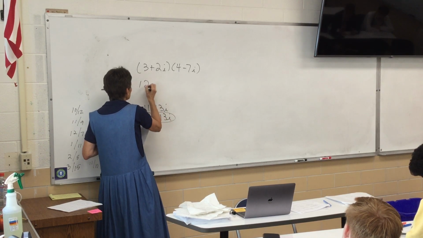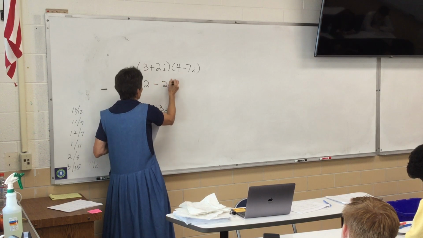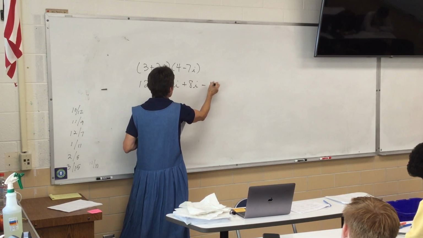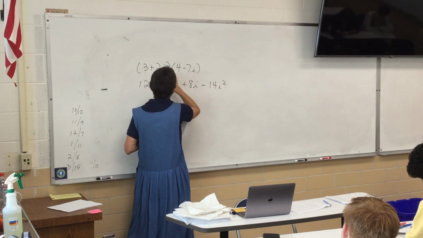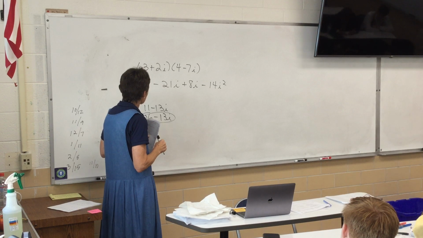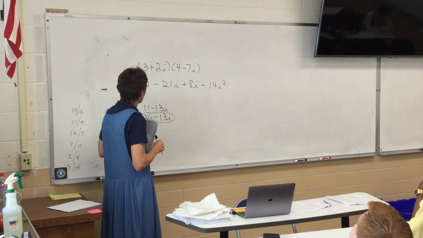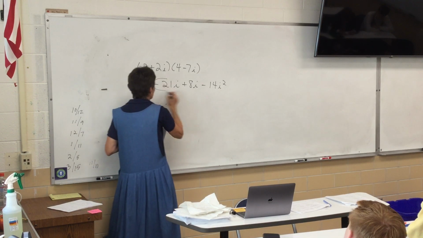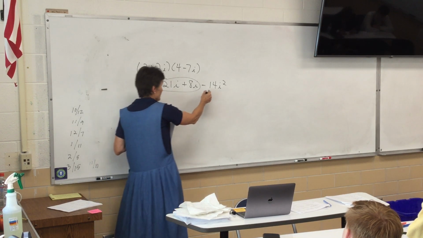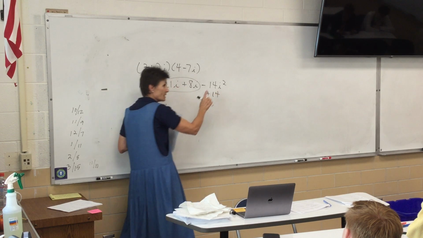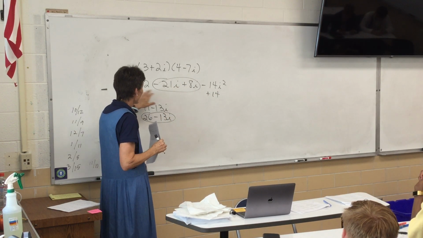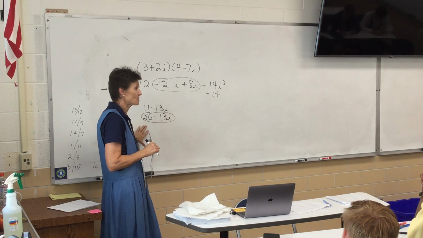So we have 12 minus 21i plus 8i minus 14i squared. So this is the negative 13i, I agree with that. And then you would add the 14, because i squared is negative 1, so this becomes plus 14. 12 and 14 makes 26, so I think that's right.